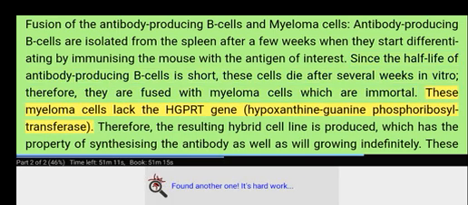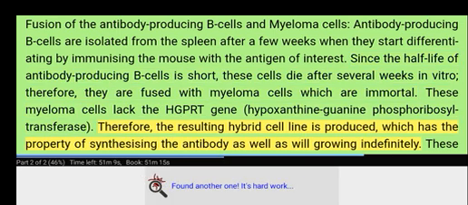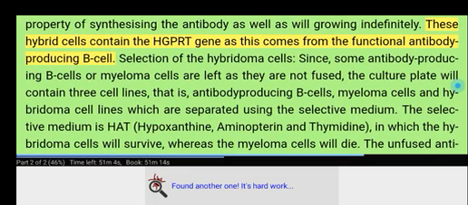These myeloma cells lack the HGPRT gene, hypoxanthine guanine phosphoribosyltransferase. Therefore, the resulting hybrid cell line is produced, which has the property of synthesizing the antibody as well as growing indefinitely. These hybrid cells contain the HGPRT gene, as this comes from the functional antibody-producing B cell.